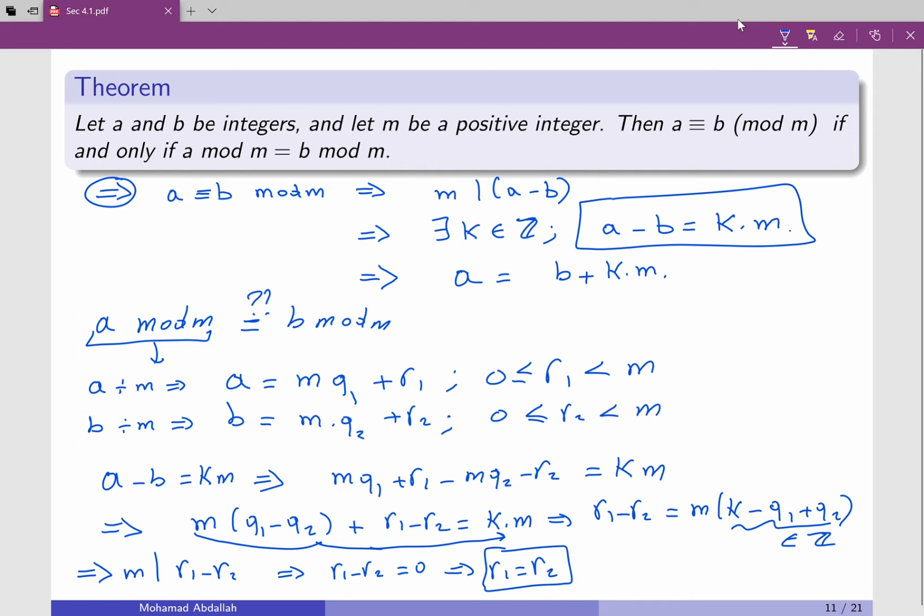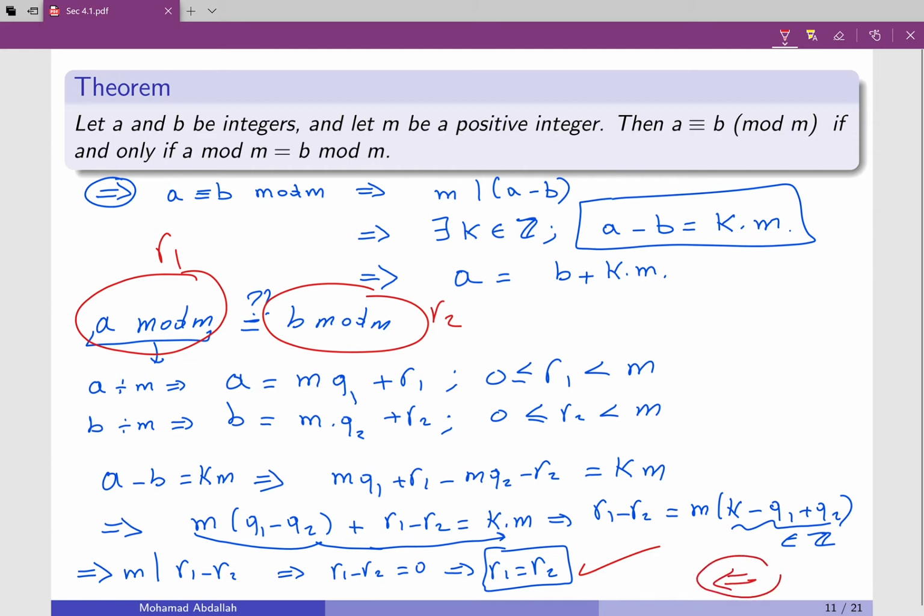Oh, what were R1 and R2? Remember, R1 was the remainder of dividing A by M, so this is R1, which is A mod M. And R2 is the remainder of dividing B by M, so this is R2. So I got R1 equal R2, which means I got A mod M equal B mod M. Okay. Now the other direction, it's much easier.